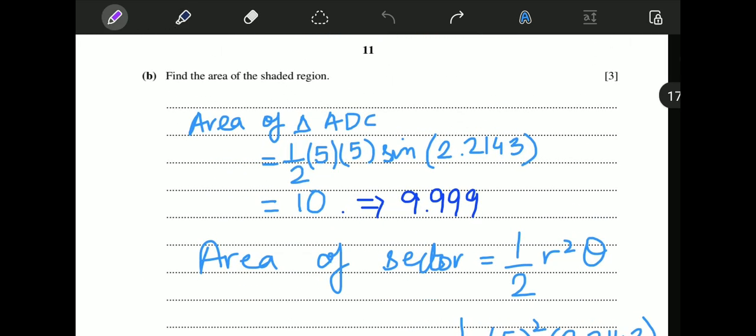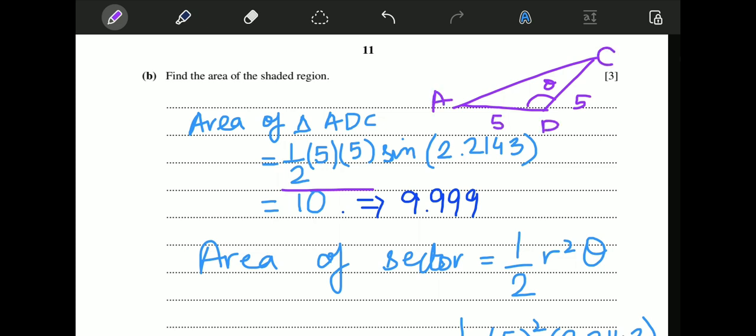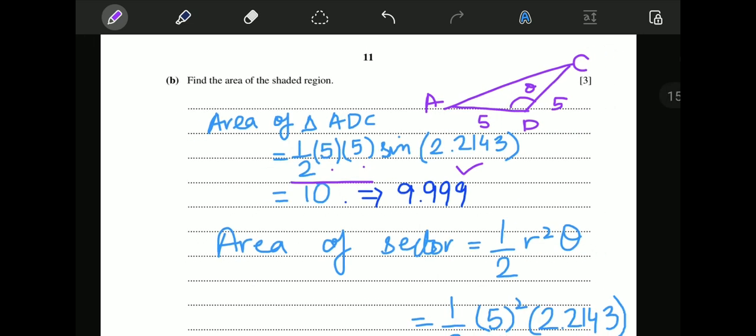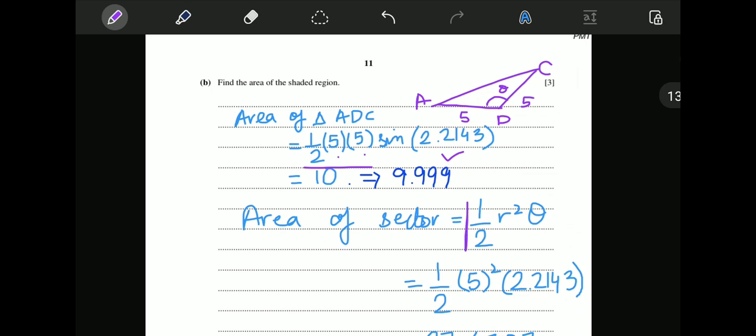Area of triangle ADC is equal to half. This was our triangle. This was theta. So this was 5, this was 5, this was A, D and C. We are substituting 5 and 5 and the included angle, and we get this area. Now we have to find the area of the sector. For the area of a sector, we know it is half r squared theta. R we know is 5 and theta we already found is 2.2143.